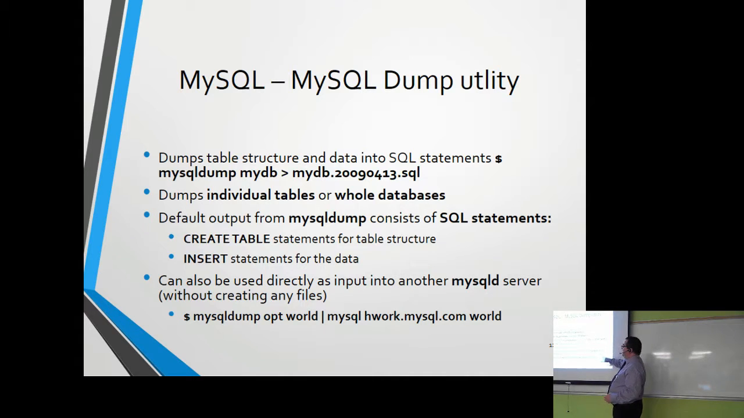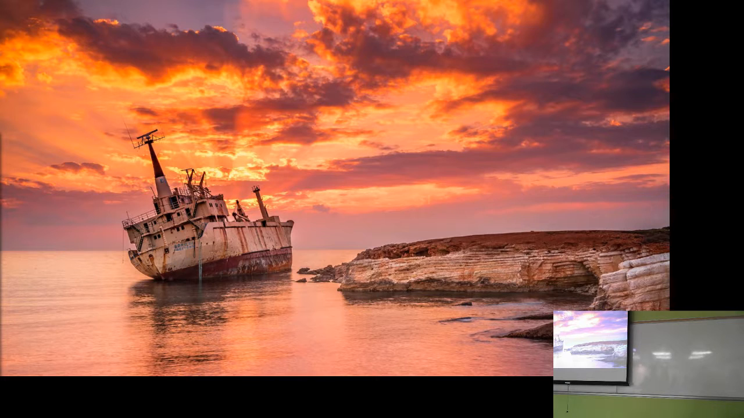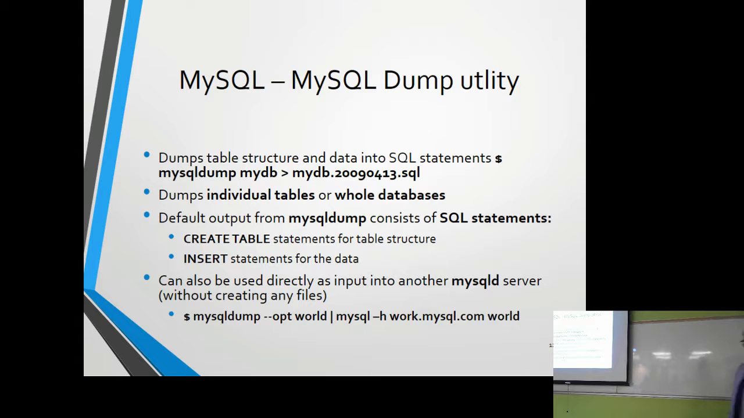You can get really, really fancy, and you can feed one server to another server. Actually, there's a typo on my slide right here. For some unknown reason, my paste broke my dashes. So this is supposed to be a double dash opt, world. Let me just go fix it, because that's dumb. There, fixed. So dash opt world, pipe to another server. So you can actually do a live backup from one server to the other server, and you just send it down the pipe. It's kind of cool.